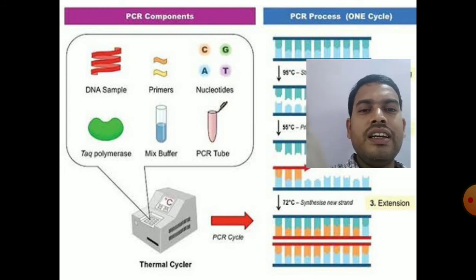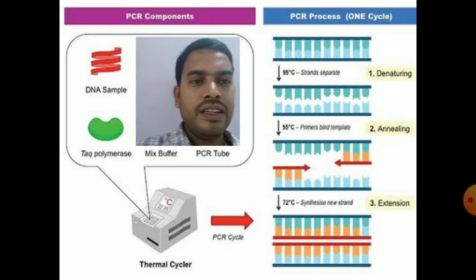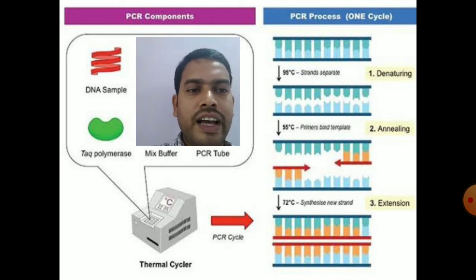So here each cycle of step, it is multiplied into 2 to the power of n times. So 1 DNA will become 2, 2 will become 4, 4 will become 8, like that, 2 to the power of n. So while coming into the process of PCR, it is a 3-step process, that is denaturation, annealing, and extension.